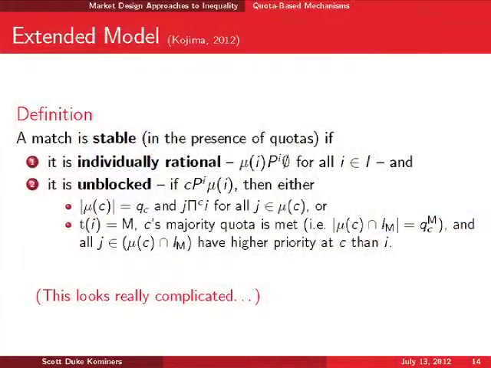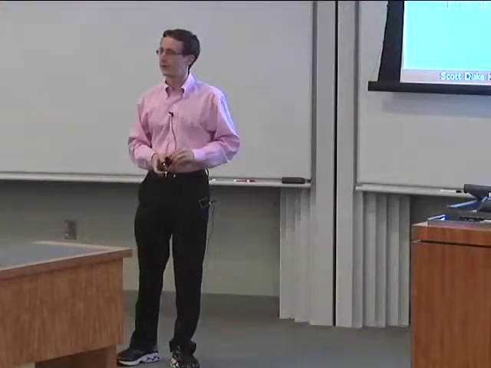So, a match mu is going to be stable in the presence of quota if it is individually rational, so nobody wants to drop out of school. This is just you prefer your assignment to being unmatched. And it's unblocked. So now, suppose you prefer school C to your assigned match. Well, either the old condition holds: the school is full, so mu of C is at capacity, and everyone there has higher priority than you do. That's just the old condition. So it's still not a block if there's no one who you can trade with.